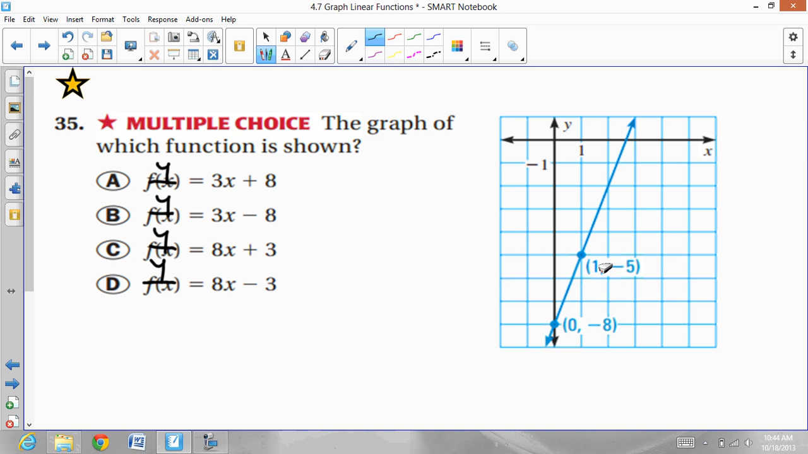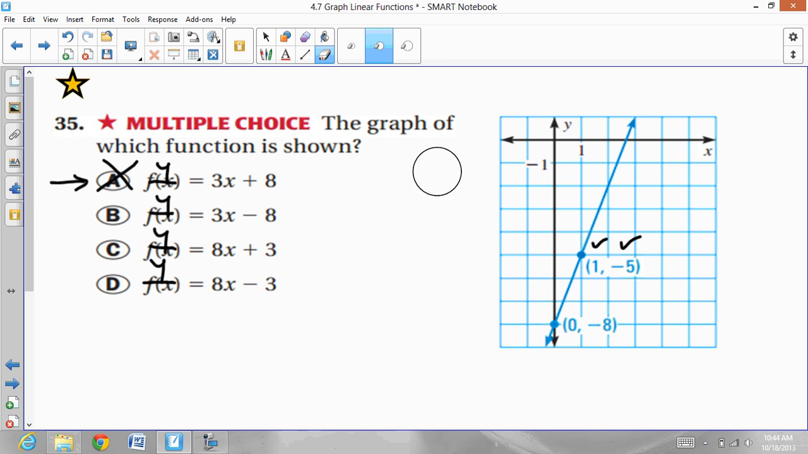So you got 1 comma negative 5. Let's try and see if A is going to work. So y is negative 5 and 3 times my x, which is 1, I'm getting these values from here, plus 8. So 3 times 1 is 3. 3 plus 8 is not going to give me a negative 5. So answer choice A is out.